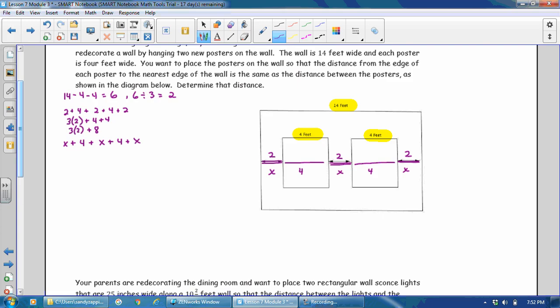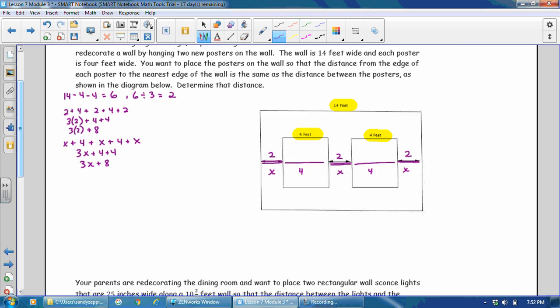You could combine like terms. We have 3 x's plus 4 plus 4. And you could even simplify that and say that that's 3x plus 8. Setting the expression equal to the total length of the wall described in the problem, which is 14 feet, gives us the equation. So let's write that equation.